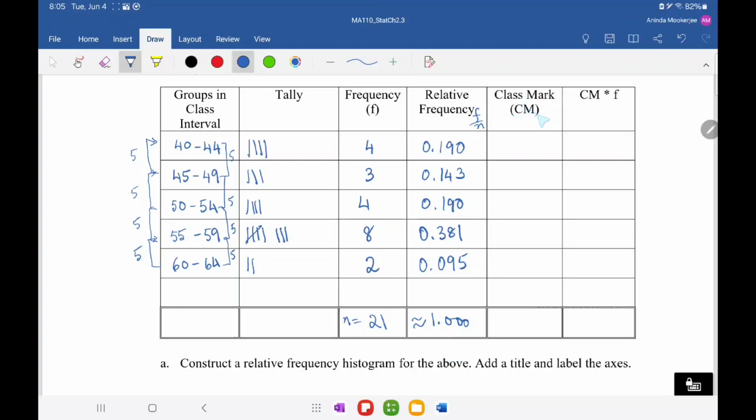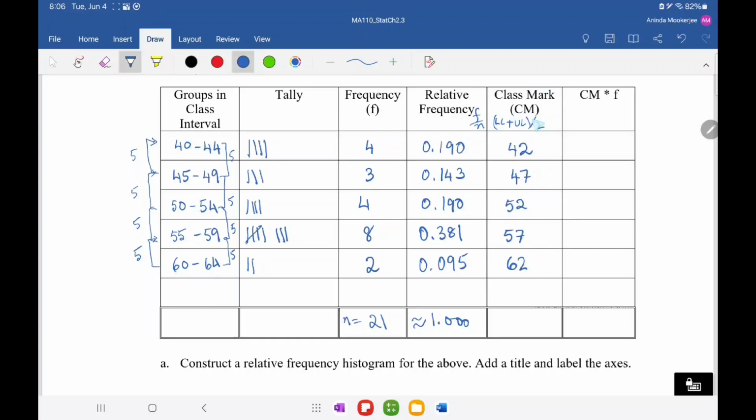Now, class mark is the next column. What is class mark? Class mark is the midpoint of each interval. And that goes by the formula lower limit plus upper limit divided by 2. So 40 plus 44 is 84 divided by 2 is 42. All right, 42. 45 plus 49 divided by 2 should give us 47. Likewise, we will have 52, 57, and 62. These are the midpoints of our interval.